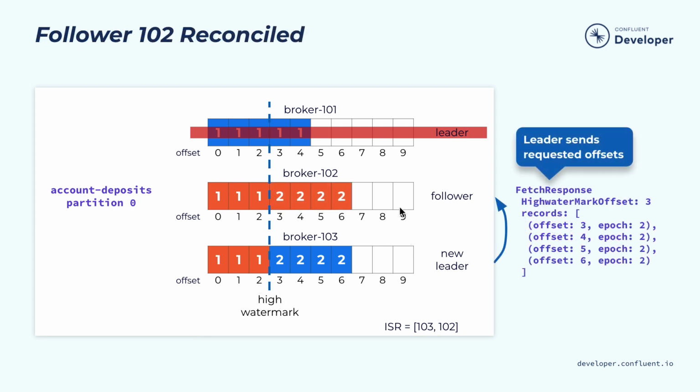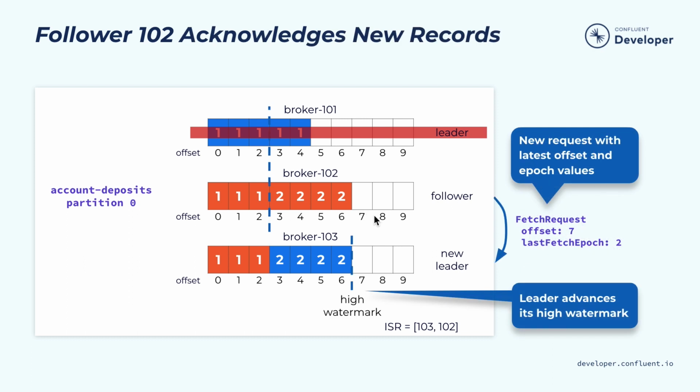Next, the leader will return new data back to the follower, and the follower will take this data and append it to its local log. Then the follower will fetch again with the latest offset at offset 7. This will cause the high watermark in the leader to be advanced to offset 7. Now, this completes the reconciliation between the follower log and the leader's log. Now you can see they are identical.